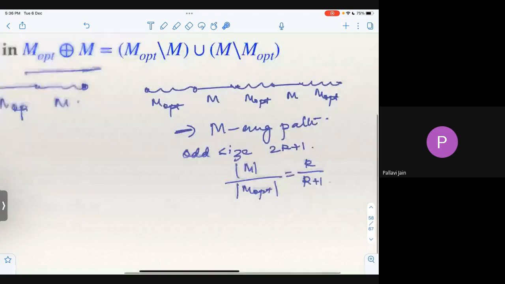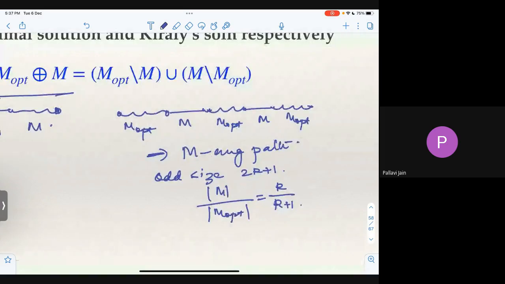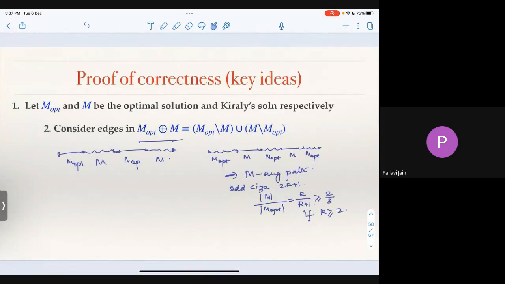So to get the 2/3 bound, what do I have to show then? k by k plus 1. How large is it? Isn't this at least 2 by 3 if k is greater than what? 2? Right? So I automatically get this.